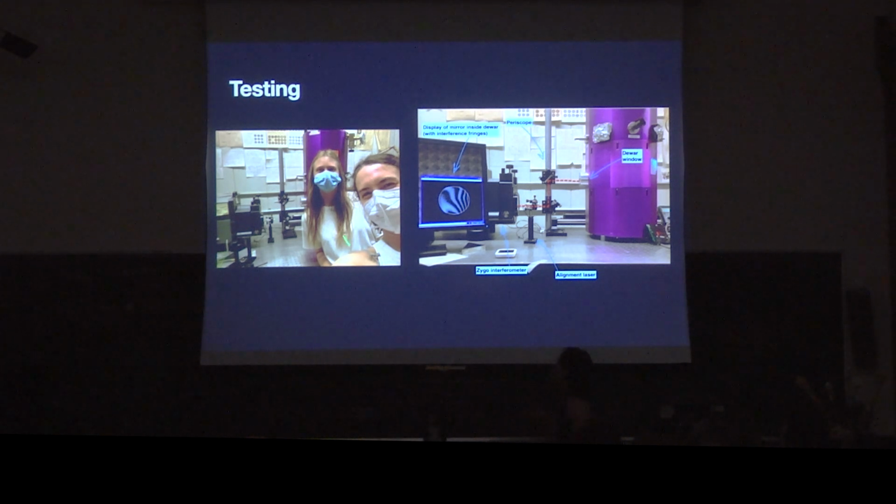Here is a picture of a couple of UCSC grad students who have been helping with this, and they're measuring the surface roughness of one of the optics that we got. You can see nothing is going to be perfectly smooth. They measure some ridges across the optic. These are within what we're okay with for this optic.